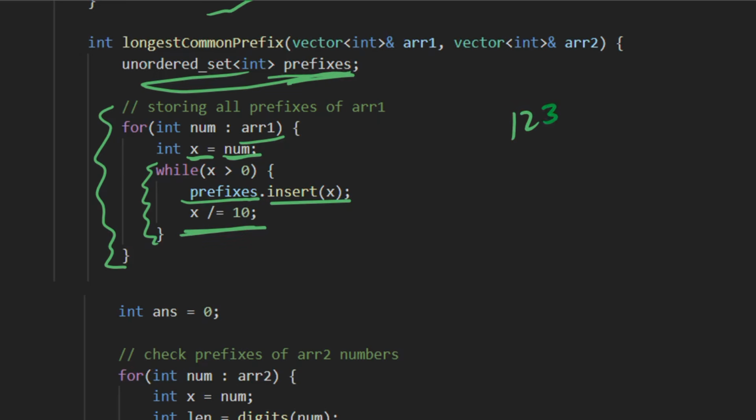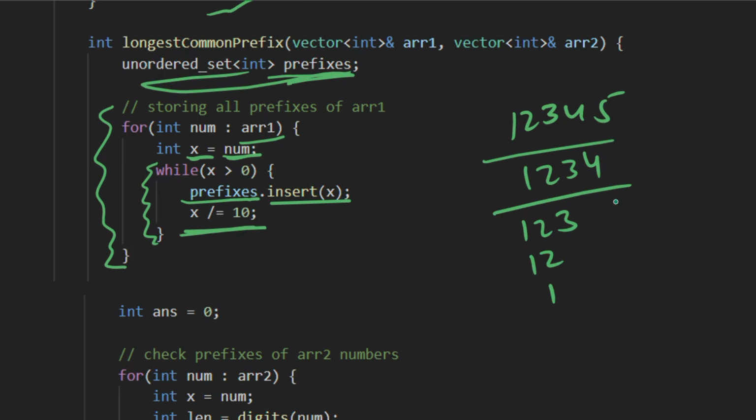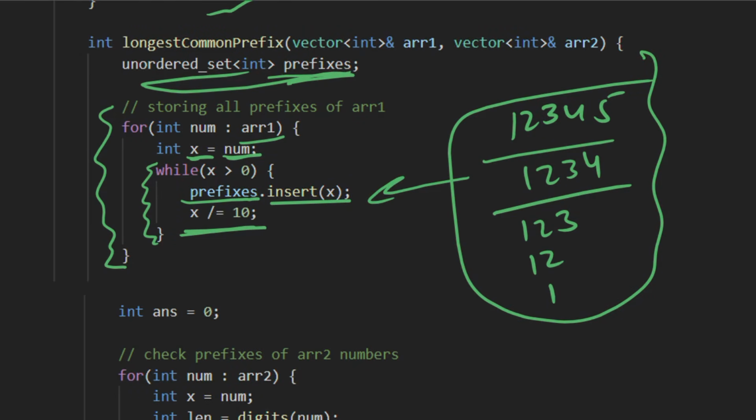So suppose we have 1 2 3 4 5, then we store 1 2 3 4 5, then we divide this by 10, so we get 1 2 3 4, again divide this by 10, we get 1 2 3, then 1 2 and 1, until our number becomes 0. So this way we store all the prefixes into the hash set.